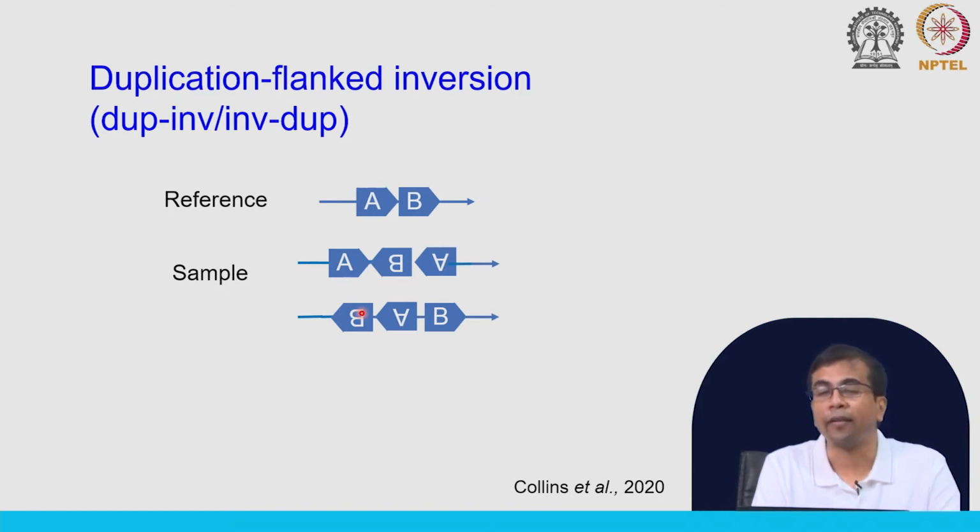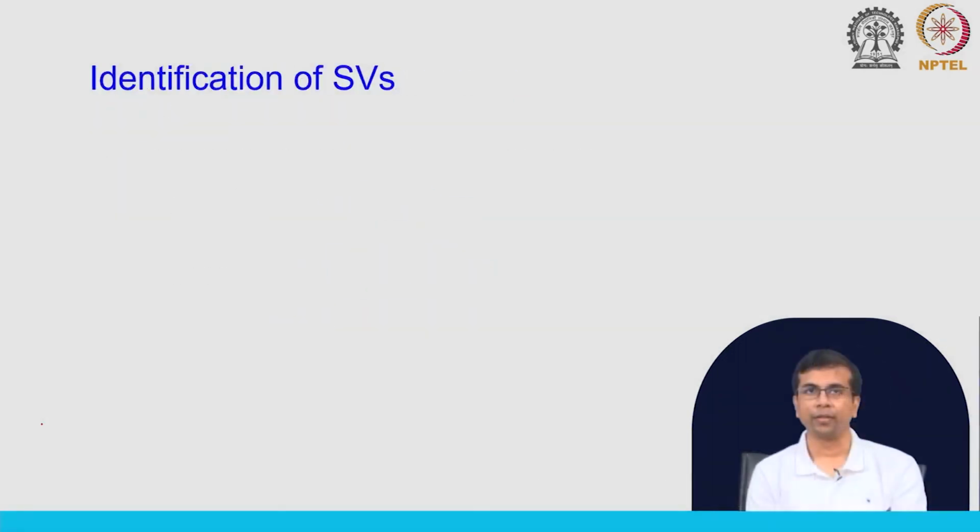So, how do we identify them from the genome data? This is one very important area. We have now talked about different types of SVs that could be identified in the human genome. Now, the question is how do we actually identify these structural variants, or SVs. We will talk about some methods that allow us to identify these structural variants.